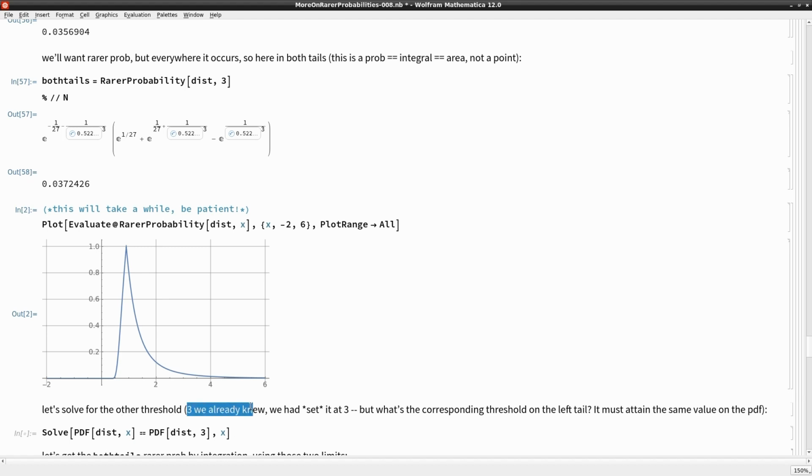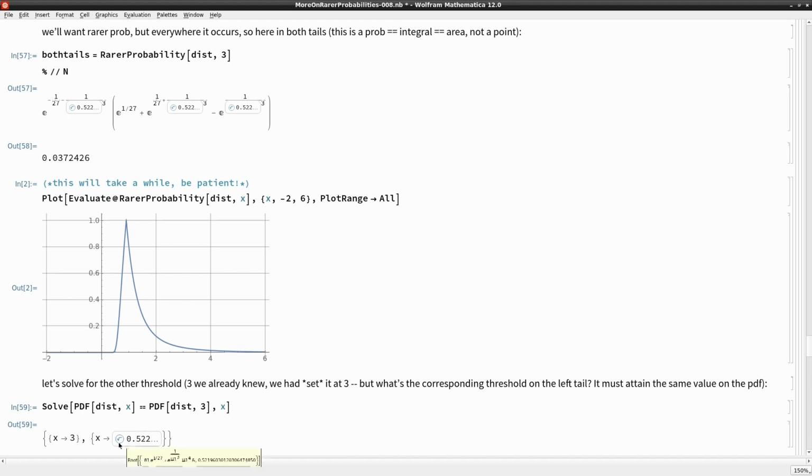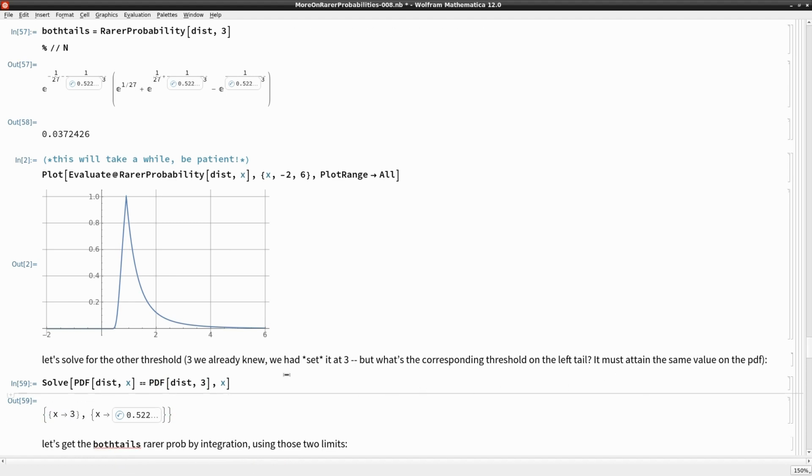We already know that 3 is the right-tailed number that we're interested in, but we don't know yet what the left-tailed number is. So let's simply solve for it. We know the formula for it. It's the PDF of the distribution at point x, which we don't know yet, and we set it equal to the number that we already know. The PDF of dist at 3 we have already computed. So we know that 3 is one solution, and the other one we didn't know. We've computed it now. It's the value where the same PDF value is attained, and we're getting the result back as a root object.